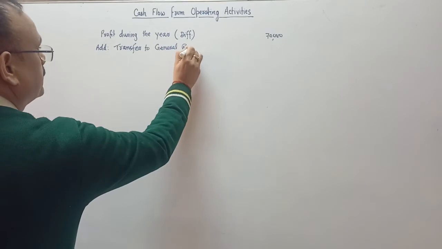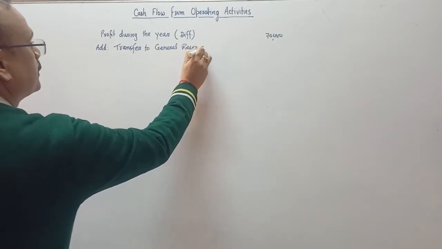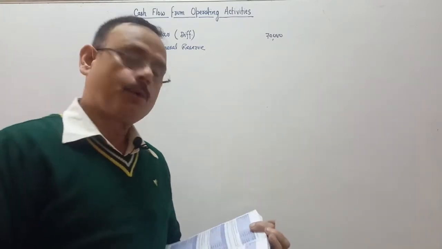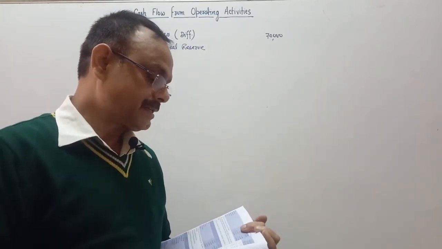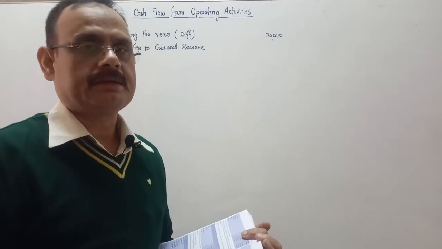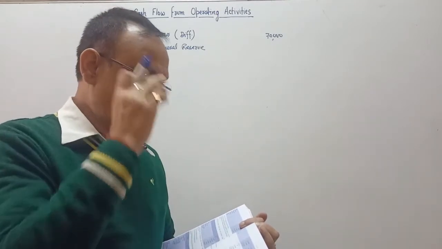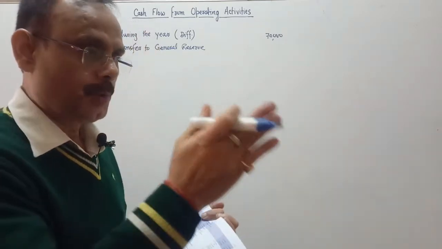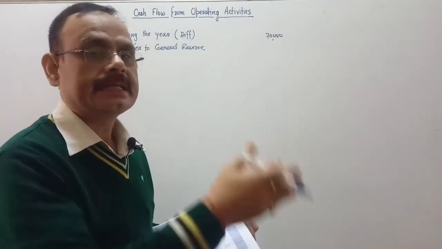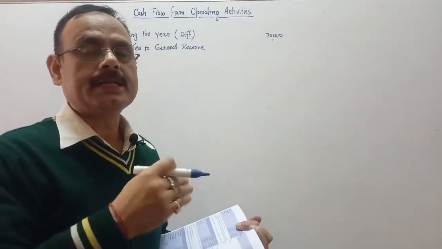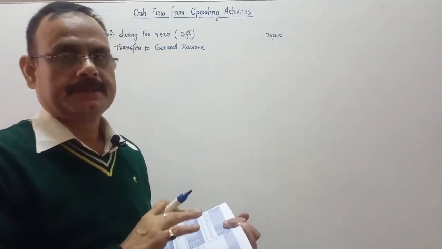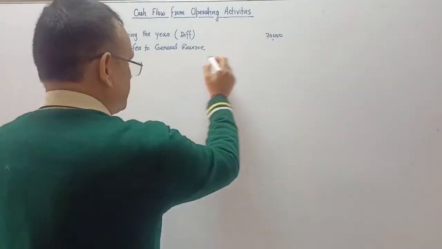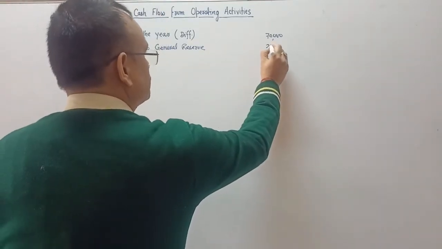Transfer to general reserve. See the working note number 1. General reserve last year it was 1 lakh in 2017, and this year in 2018 it is 1,20,000. So 1 lakh to 1,20,000, it is increased by 20,000. It means 20,000 general reserve is transferred from the profit. So transfer to general reserve in the current year is 20,000.